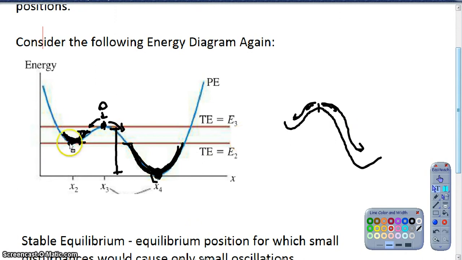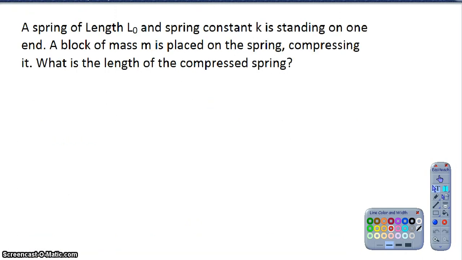Again, if and when you have trouble when you get to those, just let me know so I can help you through it. The last example that I did throw onto this example page is a little bit of a sidestep, so it doesn't have to do with the graphs that we just looked at, but it is a good one to make sure you're comfortable with. We've got a spring that has an initial length of L sub 0 and a spring constant of k. It's standing on one end. A block of mass M is placed on the spring, compressing it. What is the length of the compressed spring?